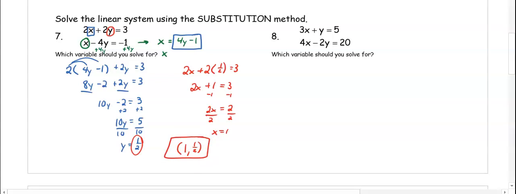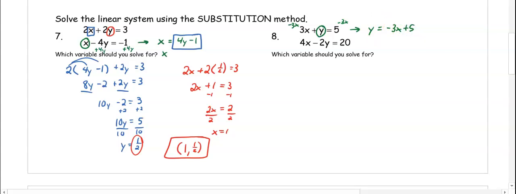In number 8, we have 3x plus y equals 5 and 4x minus 2y equals 20. So this time, this y in the first equation has a positive coefficient of 1. So we want to get that y by itself. So we need to move positive 3x to the other side. So we're going to subtract 3x from both sides. This turns into y equals negative 3x plus 5.